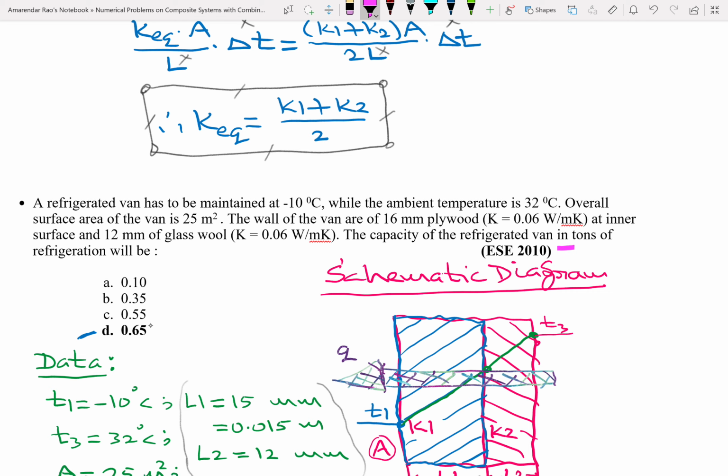Then another problem appeared in Engineering Services 2010 for a couple of marks. A refrigerator van has to be maintained at minus 10 degrees centigrade while the ambient temperature is plus 32 degrees centigrade. The total surface area of the van is 25 meters square. The walls of the van are of 16 millimeters plywood, K is 0.06, at the inner surface, and 12 mm of glass wool, same K 0.06. The capacity of the van in terms of refrigeration will be 0.1, 0.35, 0.55, 0.65 tons of refrigeration.